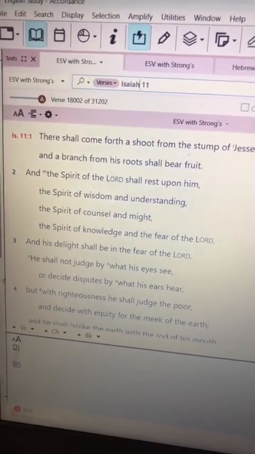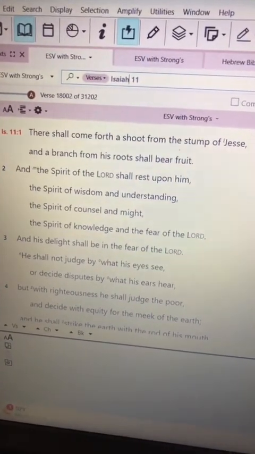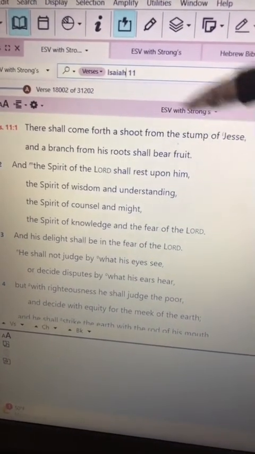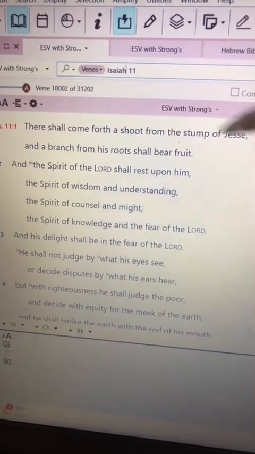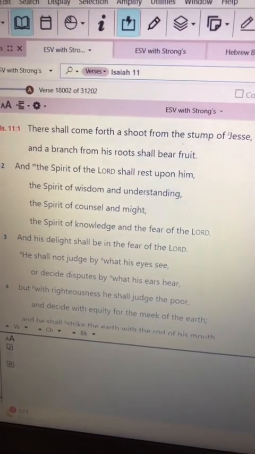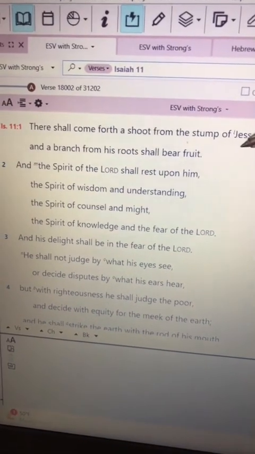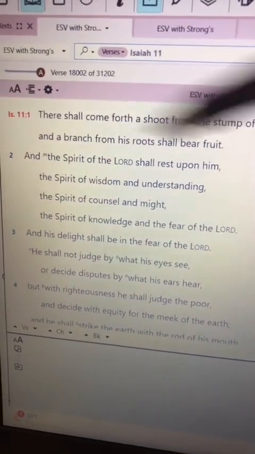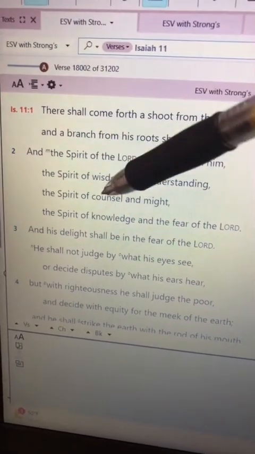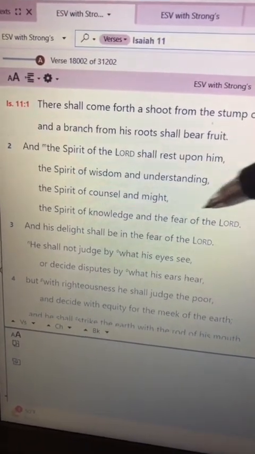Isaiah 11:1. This is where we find the 7 spirits of Yehovah. Now, all of these are on Yeshua. Yeshua had the full measure of the 7 spirits of Yehovah. And that's why it's said that there shall come a shoot from the stump of Jesse. That's Yeshua, the branch, okay? And the branch from his roots shall bear fruit. And the spirit of Yehovah shall rest upon him. The spirit of wisdom, understanding, the spirit of counsel and might, and the spirit of knowledge and fear of Yehovah.